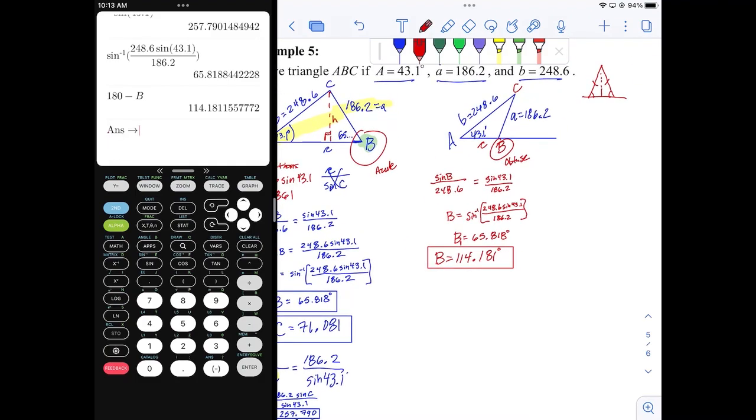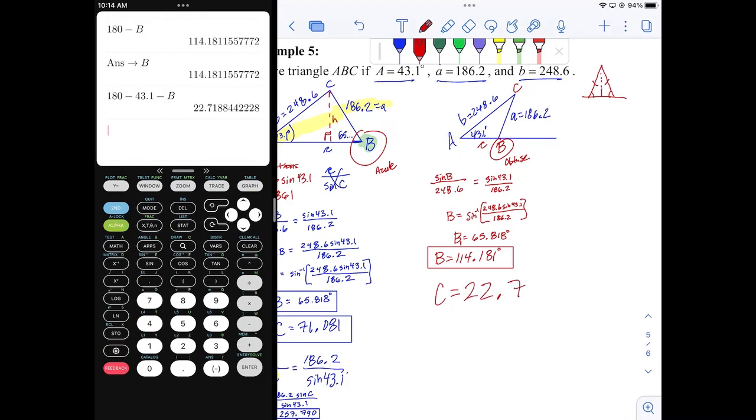Let me store this as my new alpha B. I just overrode the other one, which is fine. And now my new alpha C is going to be 180 minus 43.1 minus alpha B, which is 22.718 degrees. And I'll store that, if I need it, as alpha C. And I'll box that up as well.